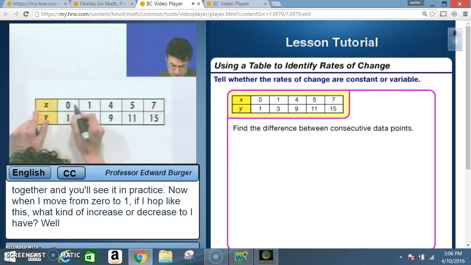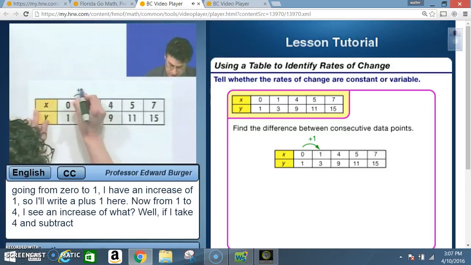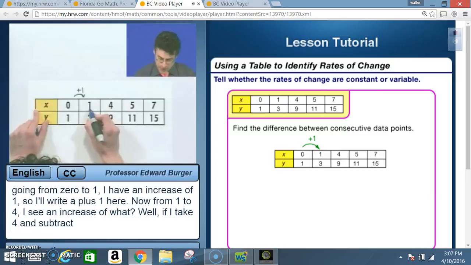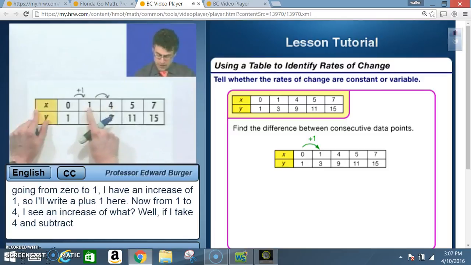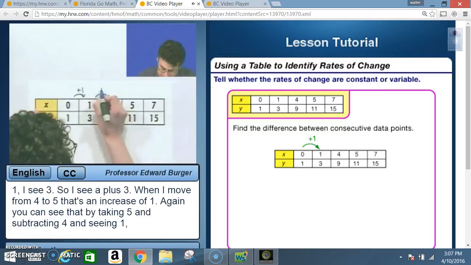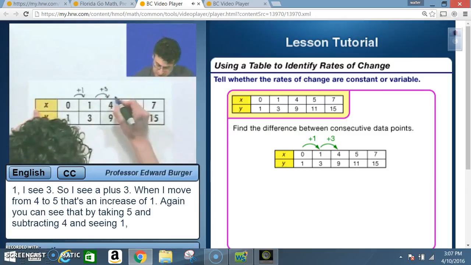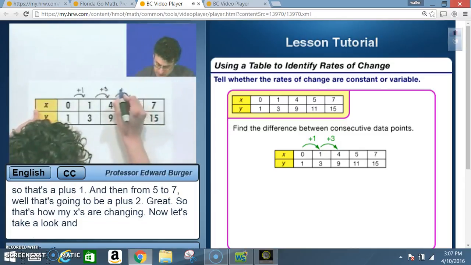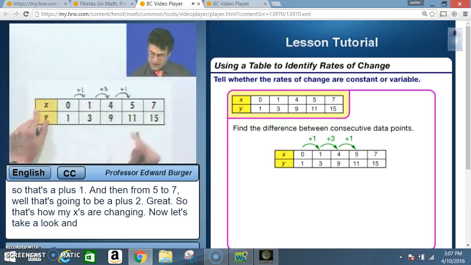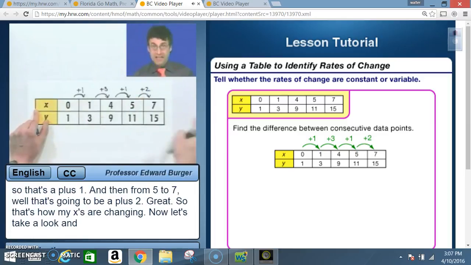Now, when I move from 0 to 1, if I hop like this, what kind of increase or decrease do I have? Going from 0 to 1, I have an increase of 1. So I'll write a plus 1 here. Now, from 1 to 4, I see an increase of what? If I take 4 and subtract 1, I see 3, so I see a plus 3. When I move from 4 to 5, that's an increase of 1. Again, you can see that by taking 5 and subtracting 4 and seeing 1. So that's a plus 1. And then from 5 to 7, that's going to be a plus 2. Great. So that's how my x's are changing.